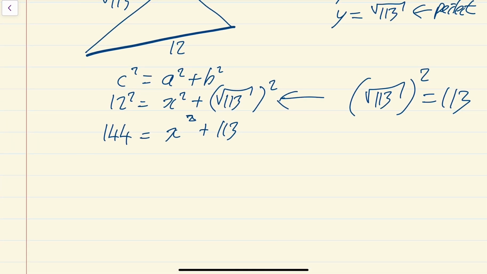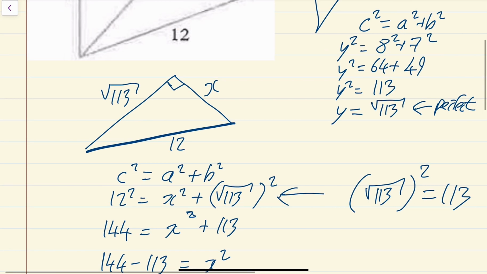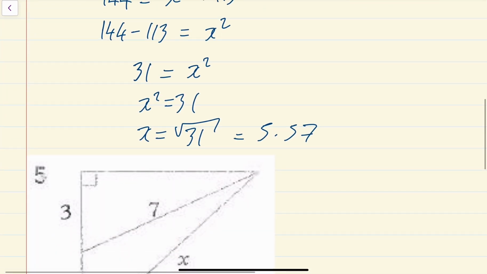Okay, so we will bring our 113 across. You'll have 144 minus 113 is equal to x squared. And what is that going to be? That's going to be 31 is equal to x squared, or x squared is equal to 31. And the exact perfect answer is the square root of 31. And if we do the square root of 31 on your calculator, you will get, to 2 decimal places, 5.57. I don't think we had any units here. We'll just say 5.57 units to 2 decimal places.